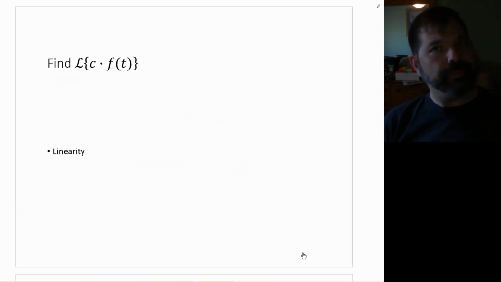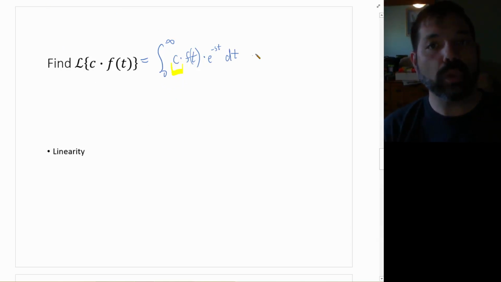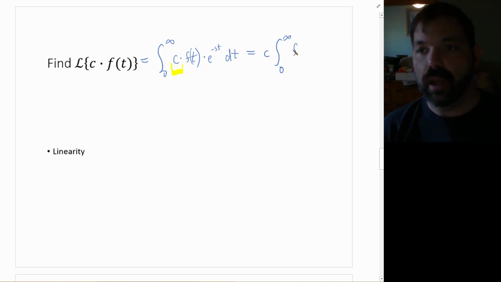Alright, so what if we can find the Laplace transform of a function f of t, but now that function is being multiplied by some constant, some number c. So let's find the Laplace transform of c times f of t. Well, from our definition, this would be equal to the integral from 0 to infinity of c times f of t times e to the negative st dt. If you remember your rules for integrals, this constant c we can bring outside the integral. So this is equal to c times the integral from 0 to infinity of f of t e to the negative st dt.